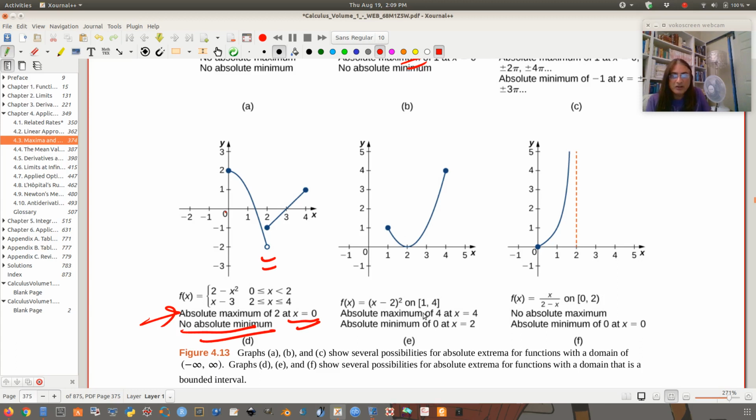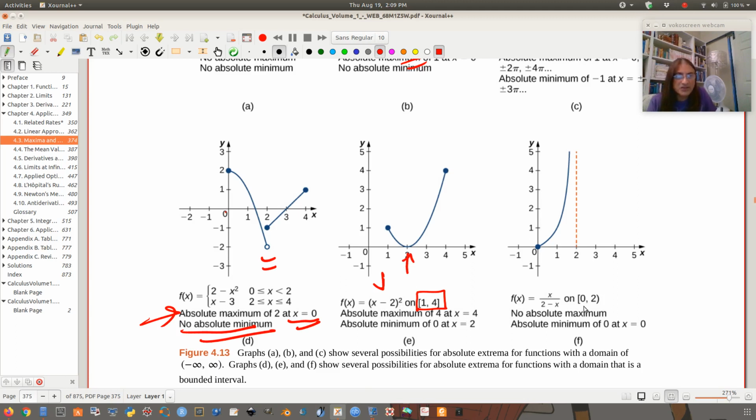Here's a function. It's a continuous function on a closed bounded interval, so definitely it will have an absolute maximum and an absolute minimum, and it does: a maximum of 4 at x equals 4, and a minimum of 0 at x equals 2.